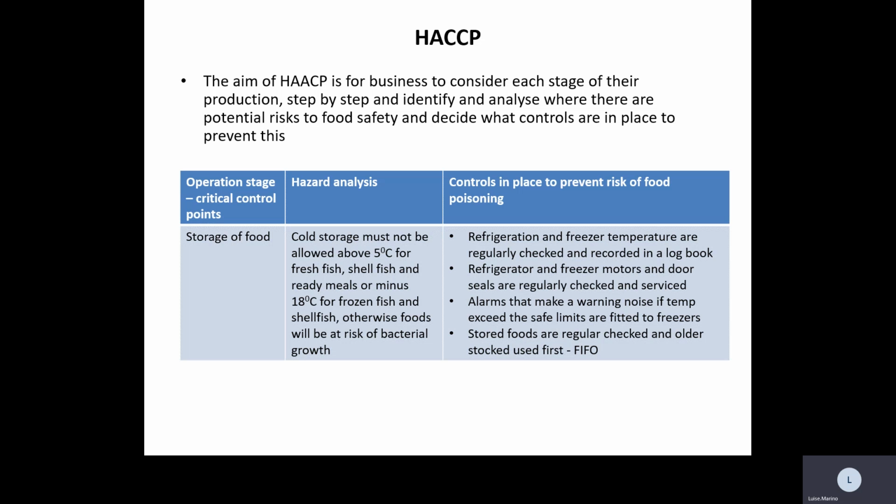Otherwise, there's risk of bacterial growth. So the critical control points that have been put in place are that refrigeration and freezer temperatures are regularly checked and recorded in a logbook, and refrigerator and freezer motors and door seals are checked regularly and serviced, and that alarms make a warning noise if the temperature exceeds the safe limits, and these must be fitted to freezers, and stored food is regularly checked, and you have a rotation, so first in, first out.